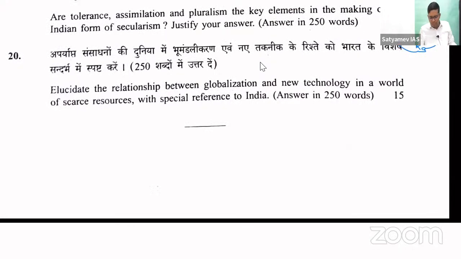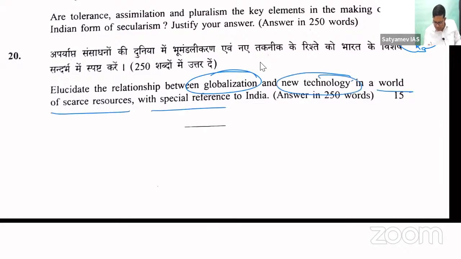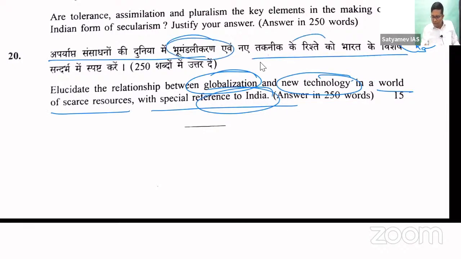Elucidate the relationship between globalization and new technology in the world of scarce resources with a special reference to India. What a beautiful question. What a beautiful question. Look at this. Globalization and new technology in a world of scarce resources with a specific reference to India.